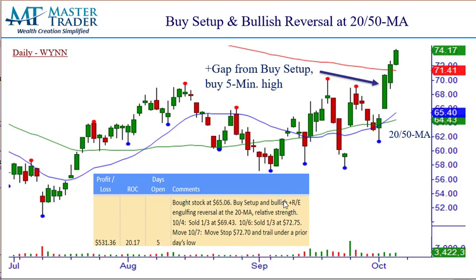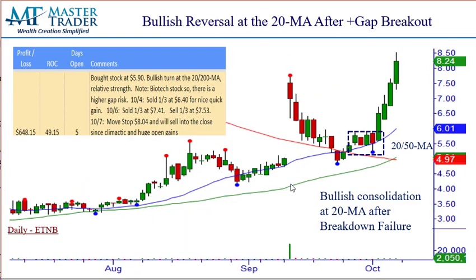It's a buy setup, and bullish RE is range expansion engulfing bar at the 20 moving average relative strength. This was way outperforming the broader markets. And so we always give the technical setup for learning, and with this one we sold into 3 different pieces. Trail the back third. In 5 days we made 20% return on capital, 531 bucks on the calculated position size.